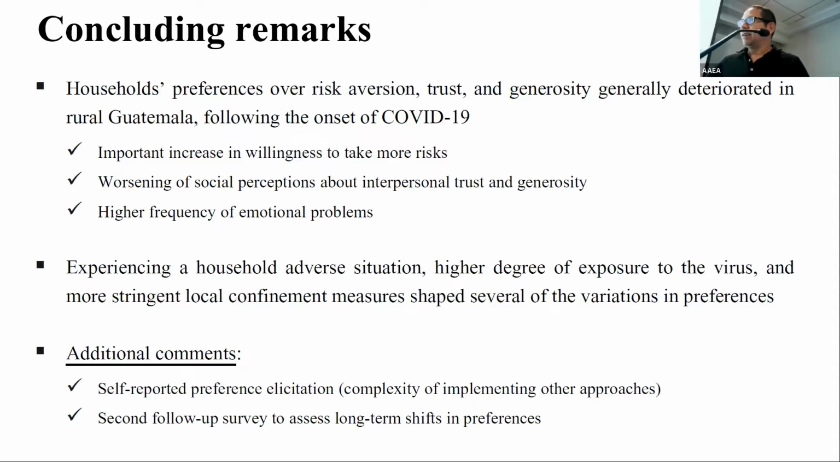The other thing I want to mention is that we have also collected two additional survey rounds, and that's going to be incorporated into the analysis. One of the results we're getting is that these shifts in preferences are not temporary, but appear to be permanent. We're talking about two years after the start of the pandemic, because we did a follow-up in 2021 and another in 2022 with the same households, and we're still getting a higher willingness to take risks, higher levels of distrust, and also changed perceptions about generosity.